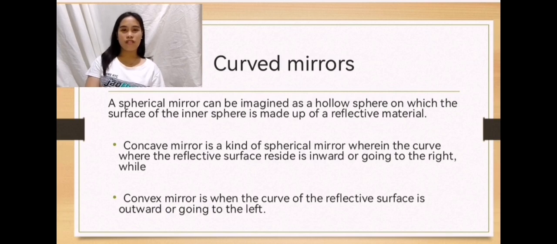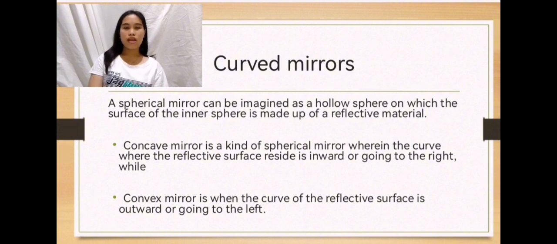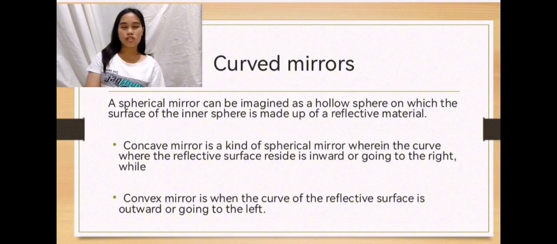We have described the image produced by a plane mirror, so now let us consider the mirror image for a curved mirror, specifically for a spherical mirror. So now, what is a spherical mirror? A spherical mirror can be imagined as a hollow sphere on which the surface of the inner sphere is made up of a reflective material. So now let us consider this image.